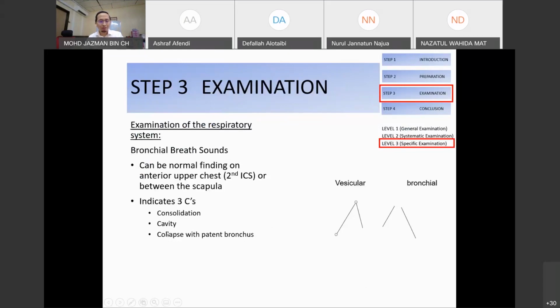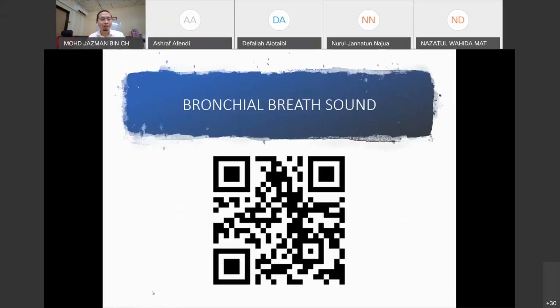In total lung collapse, you will hear no breath sound. I repeat, total lung collapse, you will hear no breath sound. However, if there is patent bronchus leading to the collapsed part of the lung, you may hear bronchial breath sound. As I showed earlier, in bronchial breath sounds, the inspiratory part is shorter compared to the expiratory part, or in some conditions, the expiratory part is as long as the inspiratory part. I need everyone to scan this QR to hear an example of bronchial breath sound.